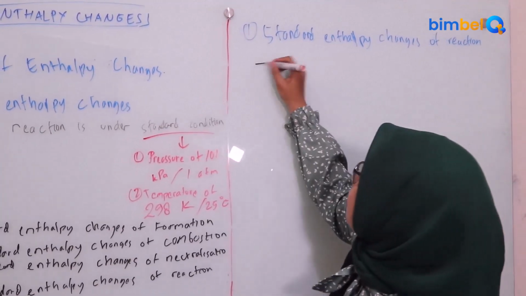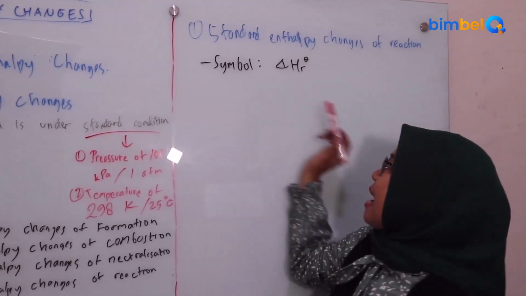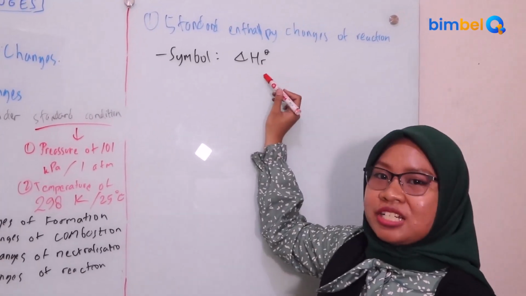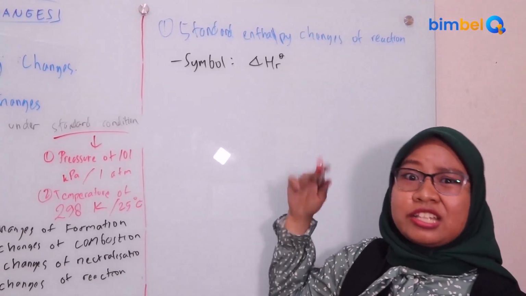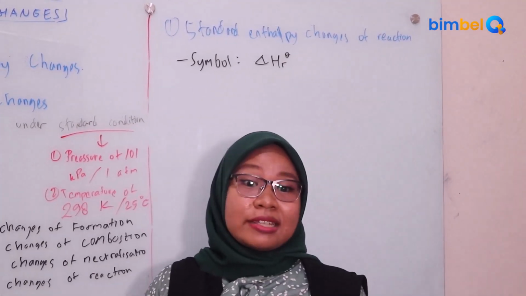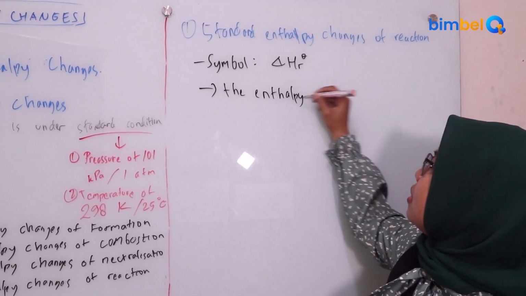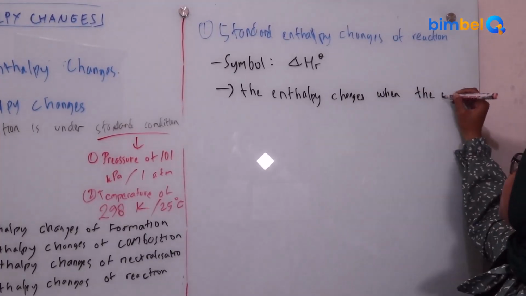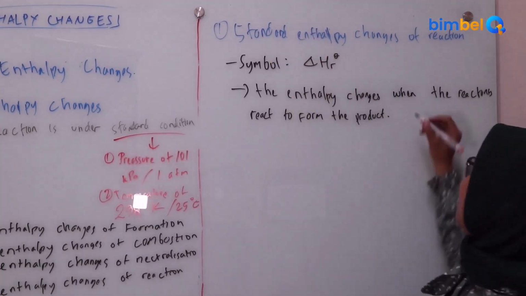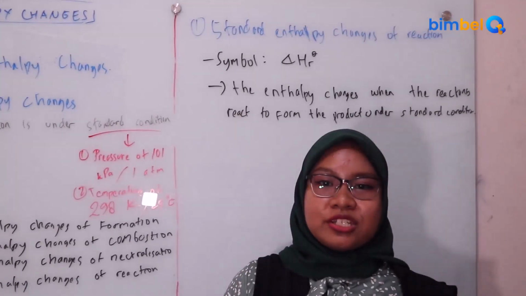So, the standard enthalpy changes, okay, symbol, there is this little symbol for the standard enthalpy changes. We can read it as delta H reaction standard, or you can also read it as delta H reaction note. Okay, so this is the symbol for the standard enthalpy changes of reaction. And what is the definition of standard enthalpy changes of reaction? It simply is enthalpy changes when the reactant react to form the product. Okay, and remember, because it is the standard enthalpy, we must add under standard condition. Okay, that's the definition of standard enthalpy changes of reaction.